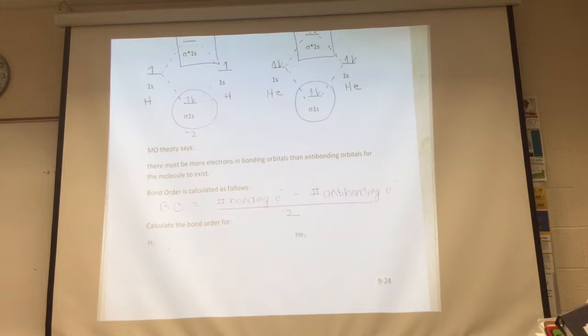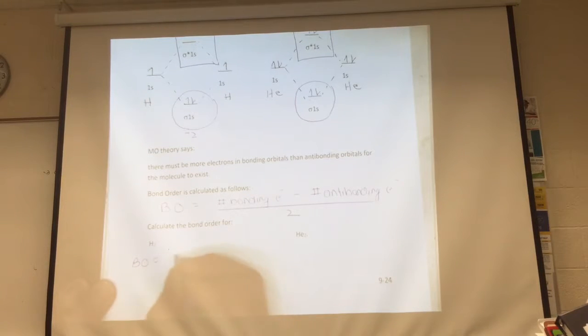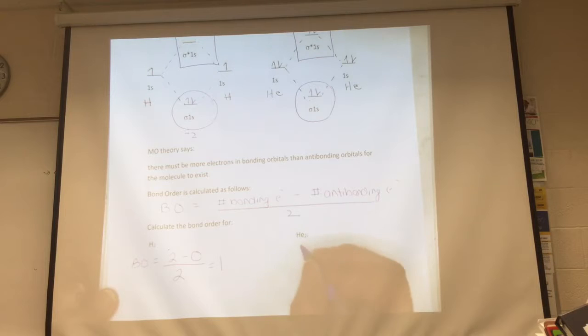So now let's look at hydrogen. The bond order for hydrogen is equal to 2 bonding electrons minus 0 anti-bonding electrons divided by 2, which is equal to 1. So this is consistent with all the other theories for what we thought about hydrogen, that it makes a single bond, bond order of 1. Now let's look at diatomic helium. The bond order is equal to 2 bonding electrons minus 2 anti-bonding electrons divided by 2. That's equal to 0 divided by 2, which is equal to 0. So there is no bond in diatomic helium.